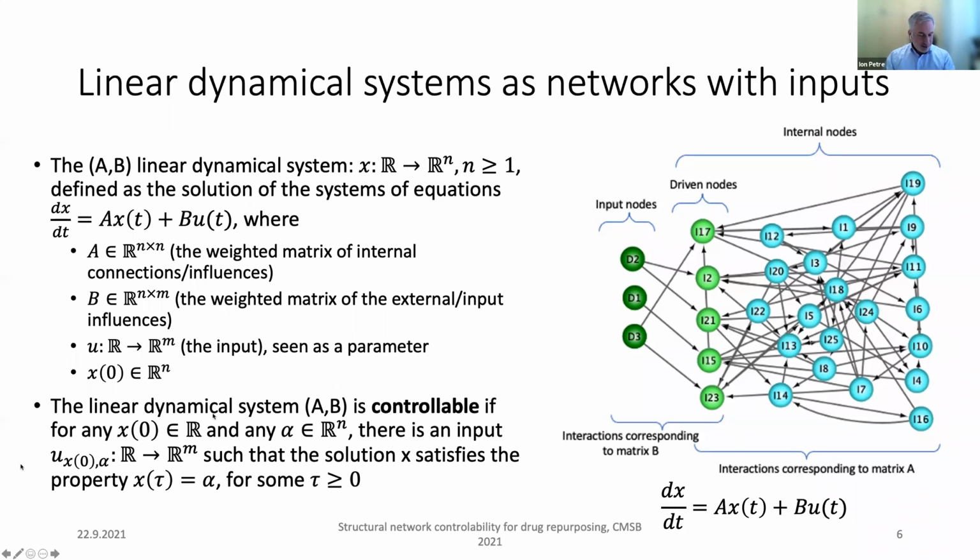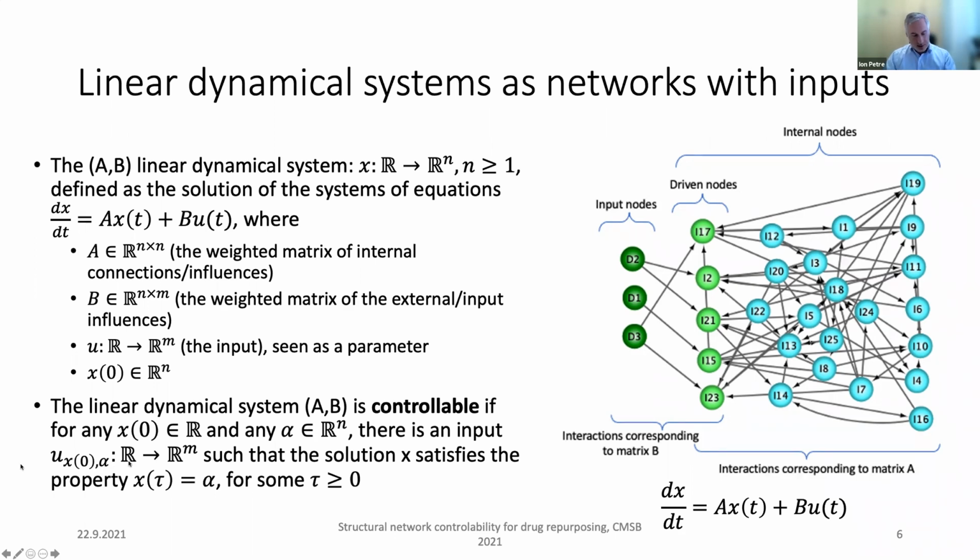So I'm just going to say it one more time. This is really crucial for everything I want to say. You are going to call a linear dynamical system controllable if there is a way for you to move it from any initial condition to any final configuration through a suitable choice of your input functions. This is all there is to it.